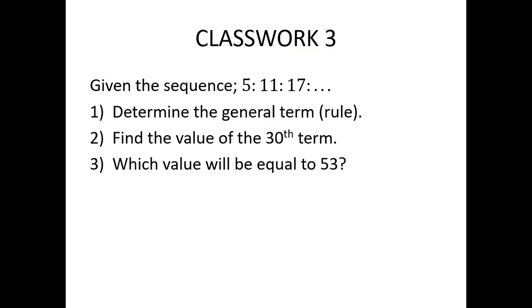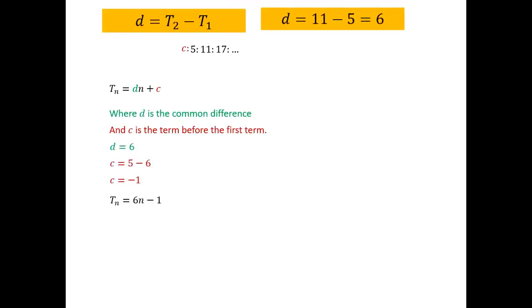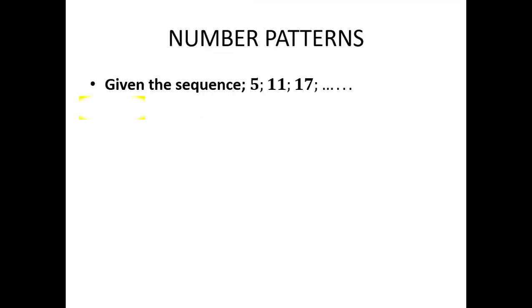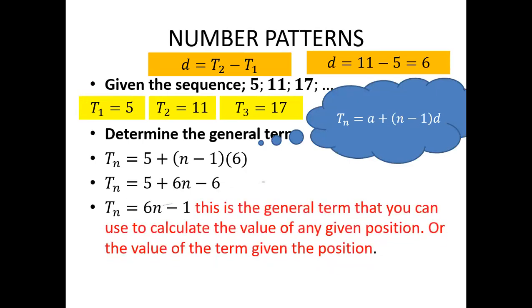Try this one out. And here, for me to get C, because I keep on adding 6, I will say 5 minus 6, because my common difference is positive, and C will be -1. See? Whereas D, you substitute that 6, which is the common difference. Or you use the general term formula.